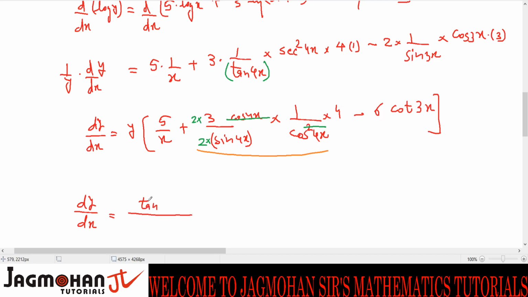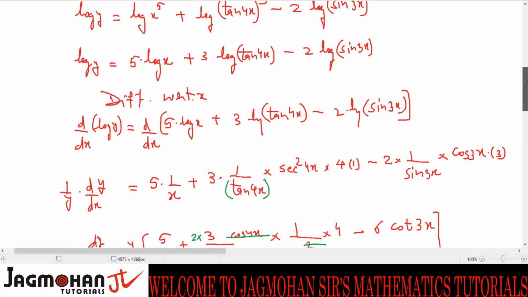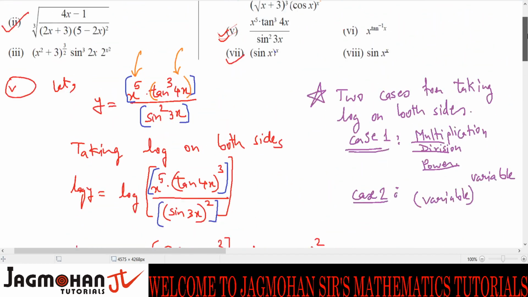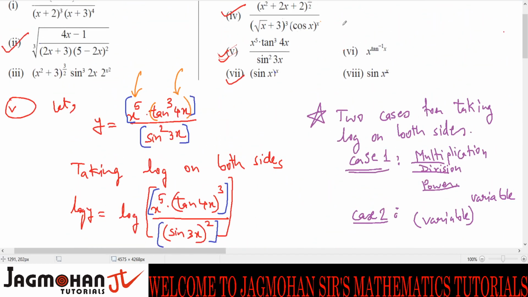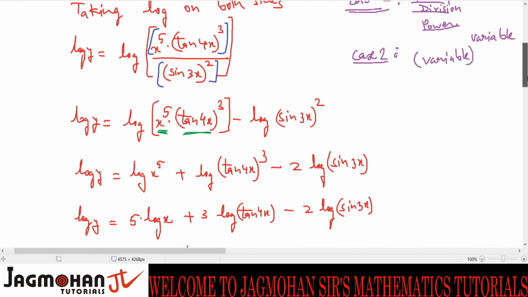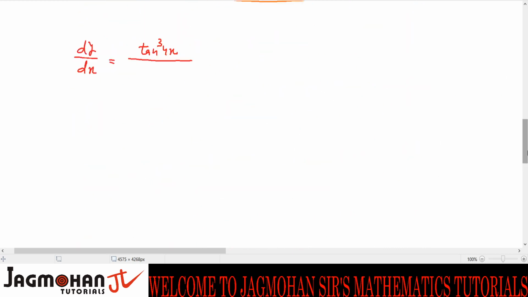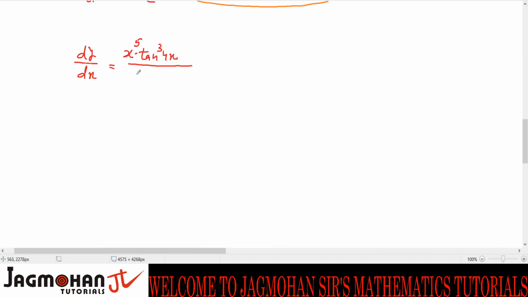I'm writing y. What was y? I'll have to go once again there to check what y was. It was x raised to 5 tan cube 4x upon sine square 3x. Yes, x raised to 5 tan cube 4x upon sine square 3x.